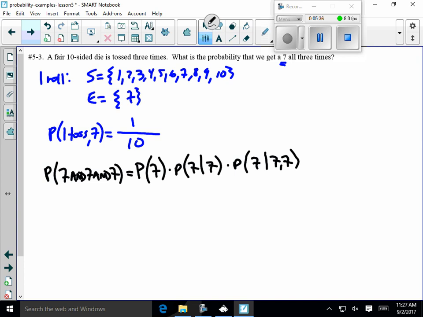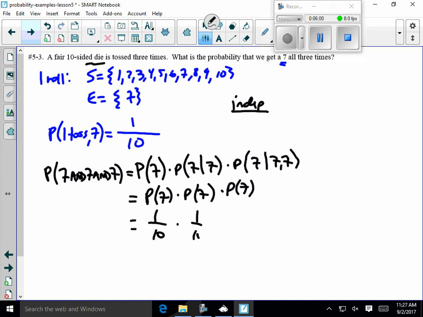Right? The other 2 are conditional probabilities, but because every time the die rolls, it doesn't remember what it did before, these are all independent events, right? Every die toss is independent. So really, all of these are just the probability of getting a 7 in a single toss, which we just found out is 1/10. 1/10, 1/10. So if I multiply across the top, it's 1, and across the bottom, it's 1/1000th, or 0.001.